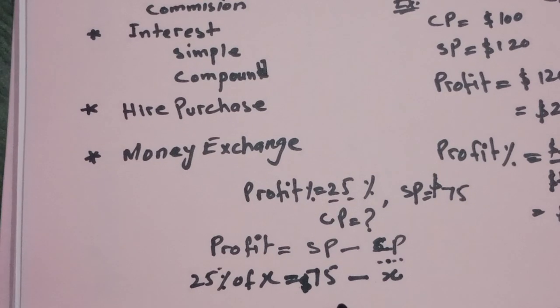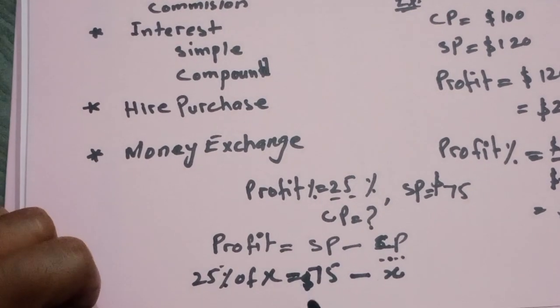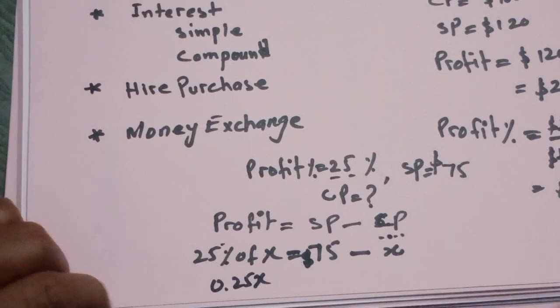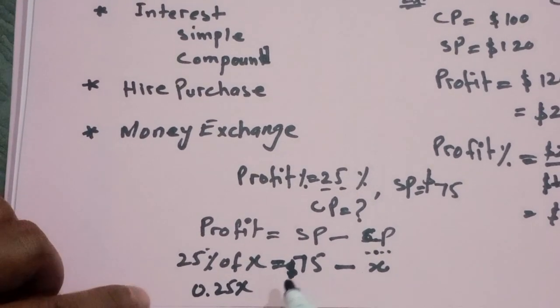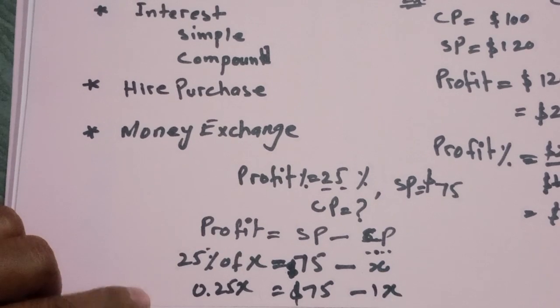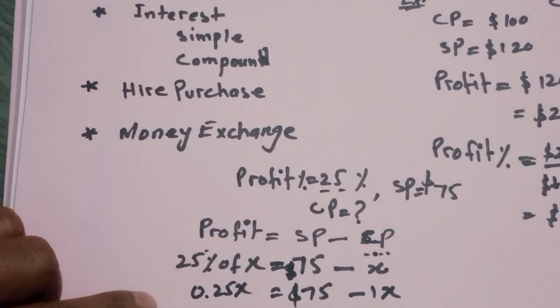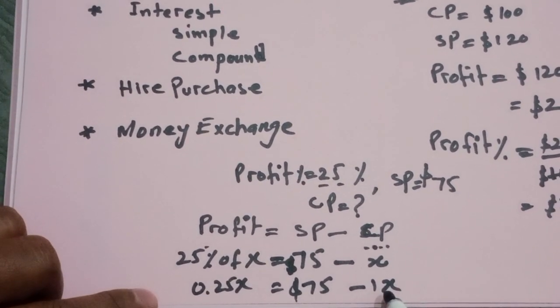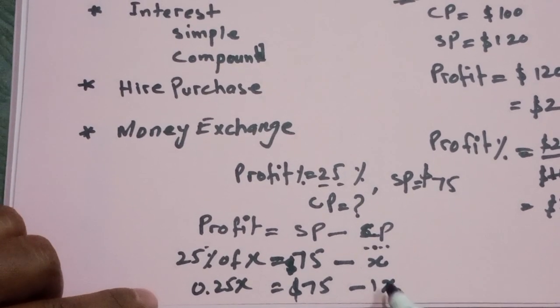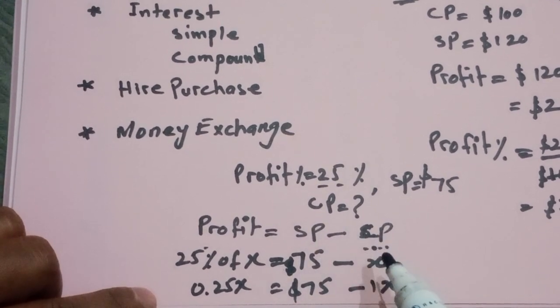If we solve this equation, 25% of X means what? It is 0.25X. So 0.25X is equal to $75 minus X, meaning 1X. If we solve this equation for the variable X, because X here is indicating the cost price, we'll get the cost price of that particular product.